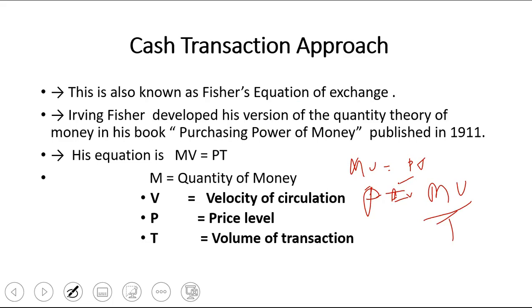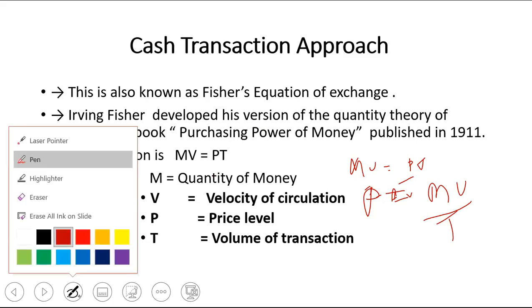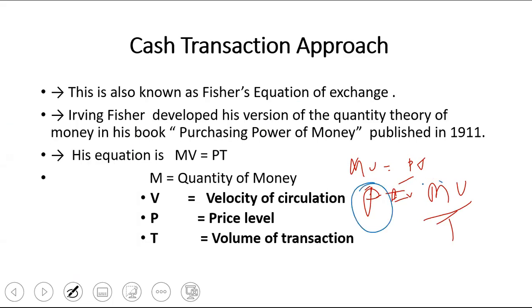Now, what are we trying to explain? That's the main question. Fisher ने क्या explain करने का कोशिश किया? Fisher was trying to explain, this is important, there is a direct and positive relationship between price level and money supply. Fisher says that there is a direct relationship between price level and money supply, provided other things are remaining equal. So Fisher's equation is what? MV is equal to PT.